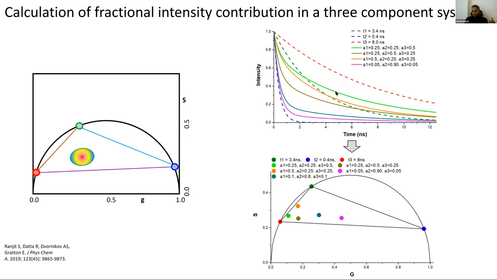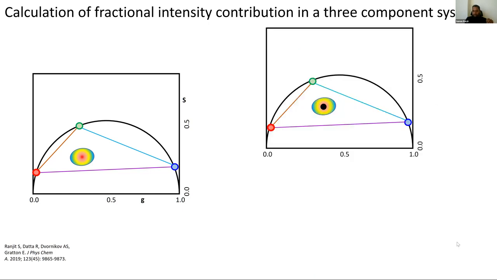This is again just to show calculated data of the three independent species, 8, 3.4, and 0.4, and different versions of this by adding different amounts of each of them. And if you look at them, they are always within that system created by these three phasor points.